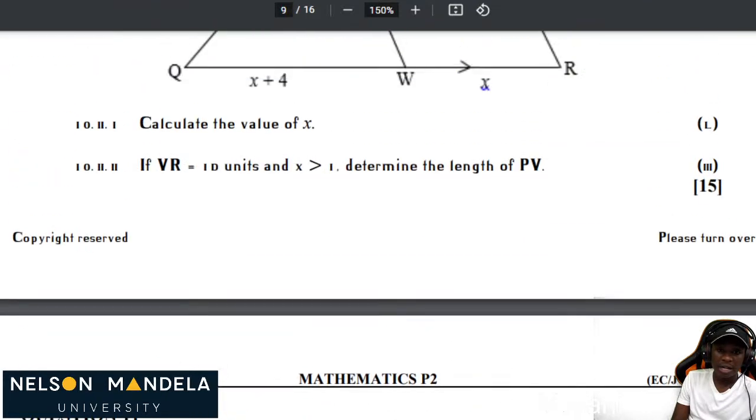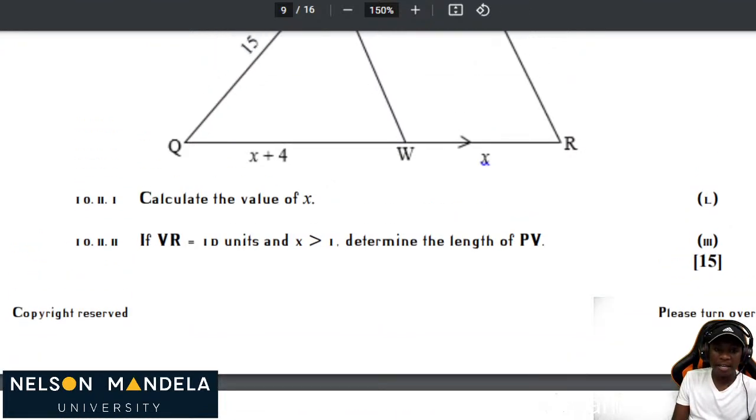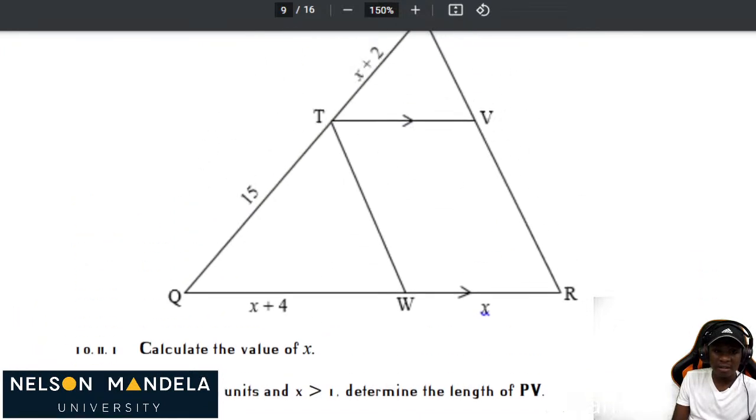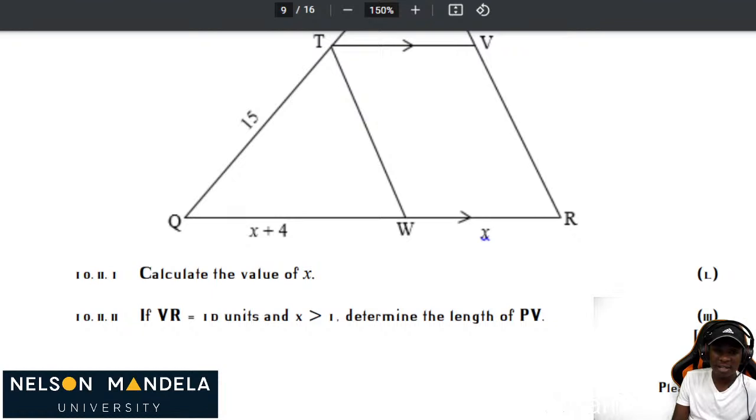Oh, we're not done. This is my last question today, which I'm doing right now. Okay, if VR is equal to 10 units and x is greater than 1, determine the value of PV.